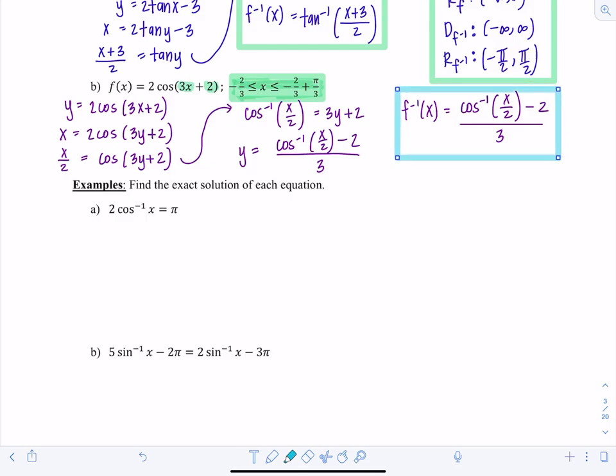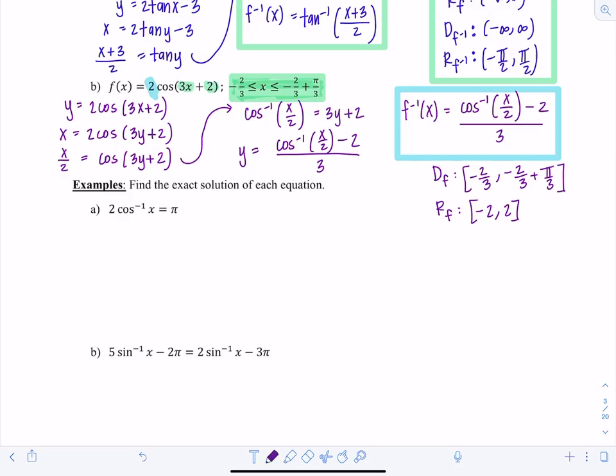And then let's go ahead and give the domain and range of everything here. So the domain of f they gave me. It's that interval from negative 2/3 to negative 2/3 plus pi thirds. Now, what about the range of f? Ooh, well, look at f. f is a cosine graph, and here the amplitude is 2. So that means we don't have to graph it, but if we did, the y values would be bounded between negative 2 and 2. All right?